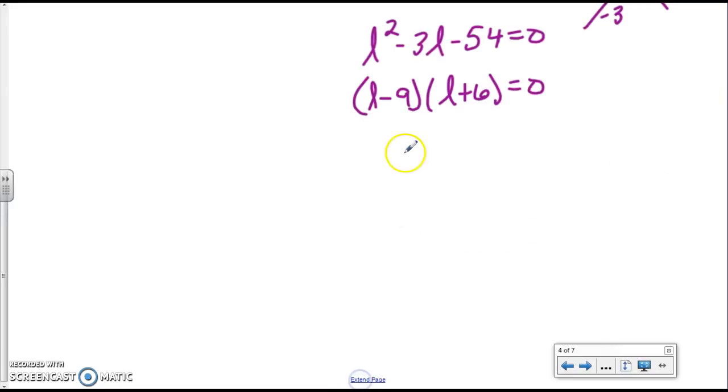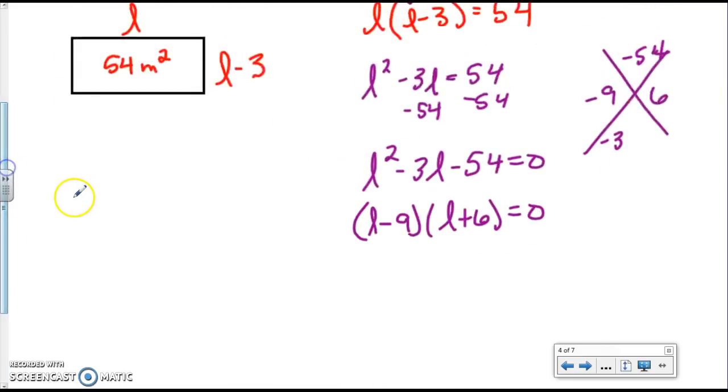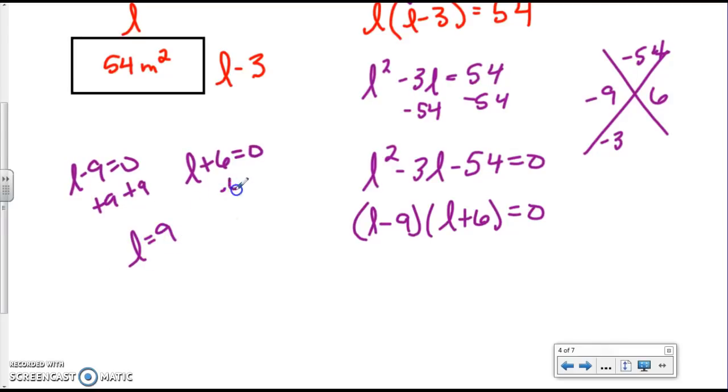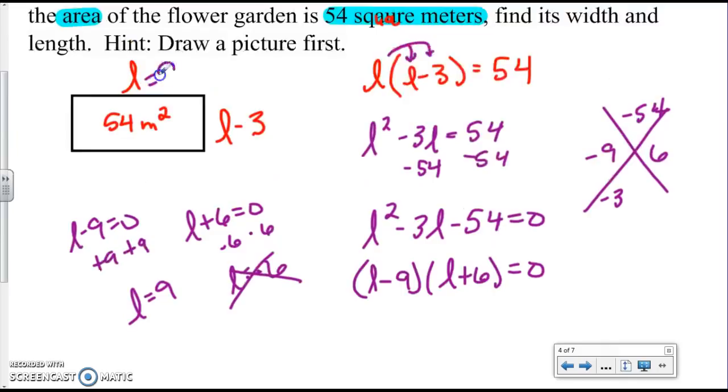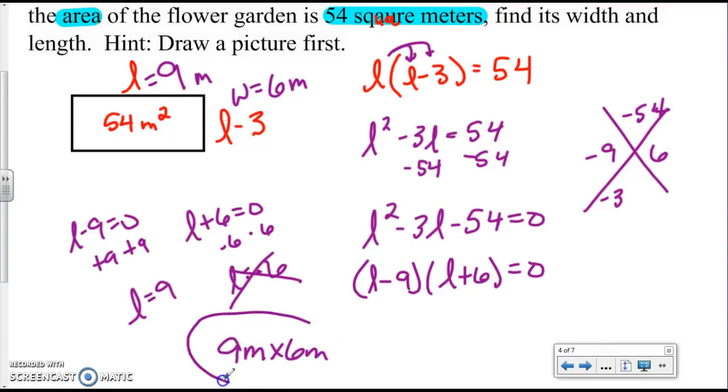Then we'll solve. Actually, I'm just going to do this over here so we can see. So L minus 9 equals 0. L plus 6 equals 0. If I add 9, I get L equals 9. And if I subtract 6, I get L equals negative 6. Now, which one of those can't I use if I'm talking about the length of a rectangle? Well, I can't have a negative side length there. So that means my length has to be 9 meters. And my width has to be 9 minus 3, which gives me 6 meters. So I'm going to do 9 meters by 6 meters for my final answer.